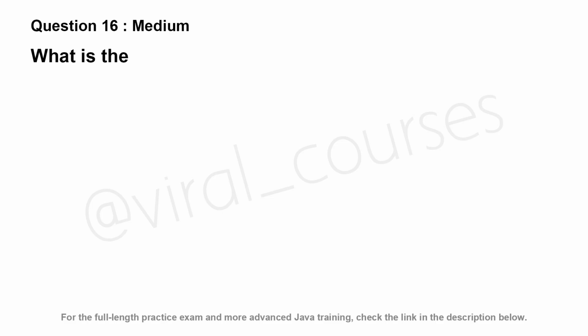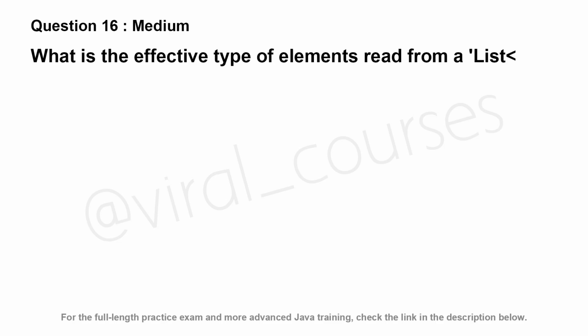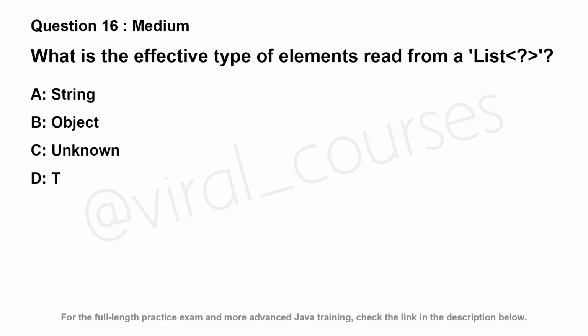What is the effective type of elements read from a List<?>? Option A, String. Option B, Object. Option C, Unknown. Option D, T.